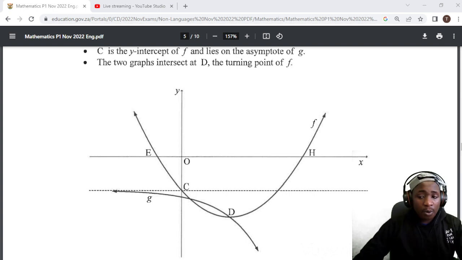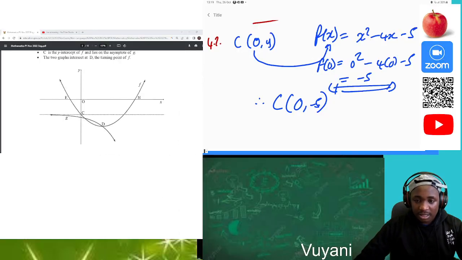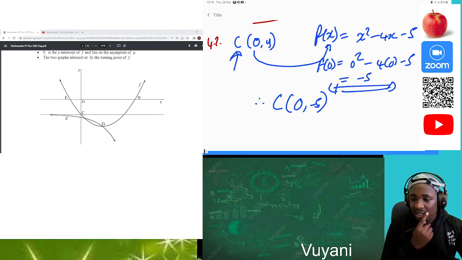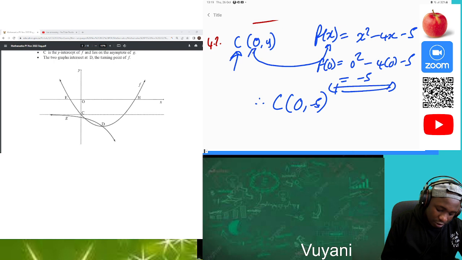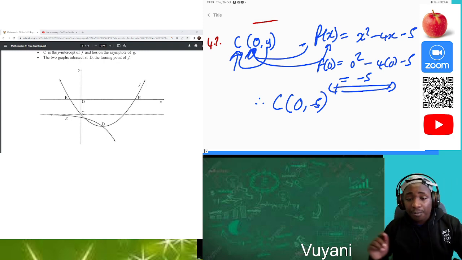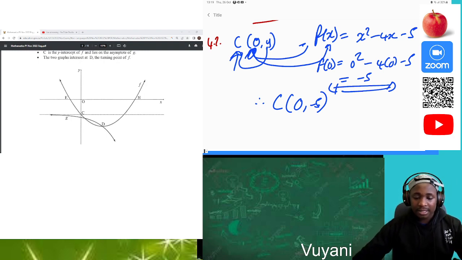Now, moving forward, sorry guys. So we solved it by saying that we know that this is the y-intercept of f, which means x is equal to 0. Since x is equal to 0, we can determine f of 0 so that we can get the y value of point C.